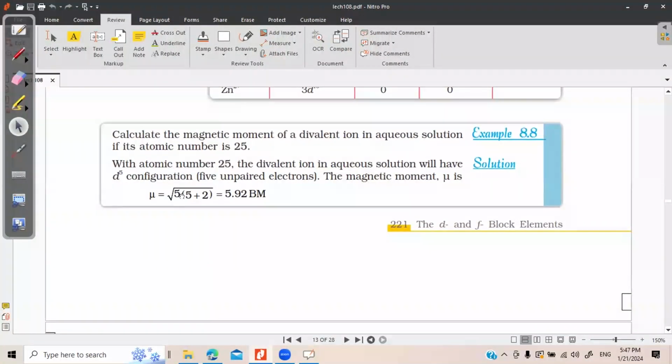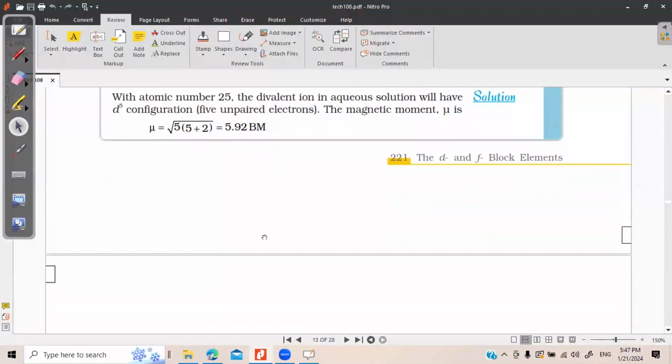There is a text question. What will be the magnetic moment for the species d5? d5 means there are 5 unpaired electrons. So the value of n is equal to 5.